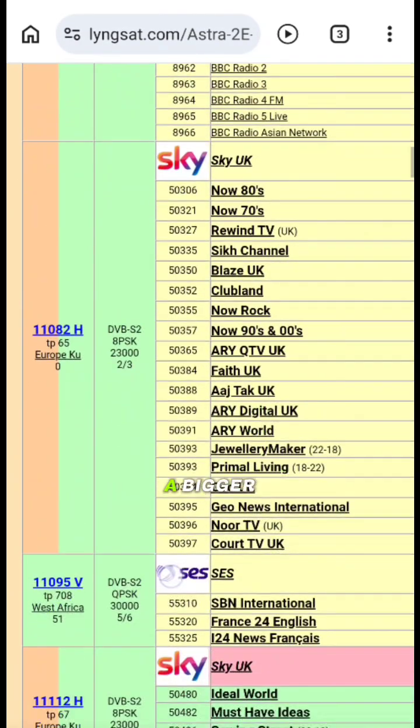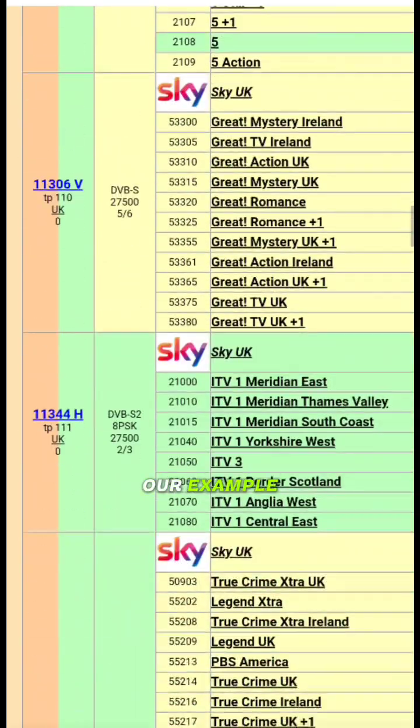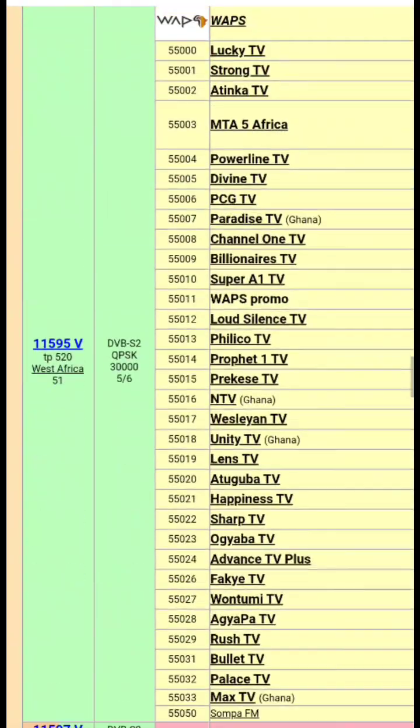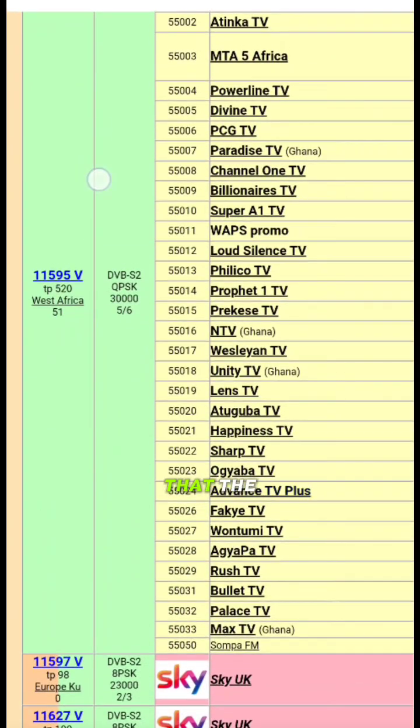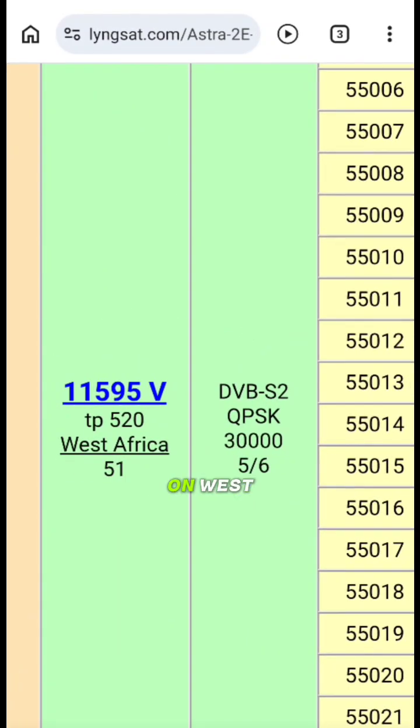So let's come back to our example, our example on the West Africa beam. The beam is telling you the coverage area. So let's click on West Africa. I've clicked on West Africa now. This is what it shows.